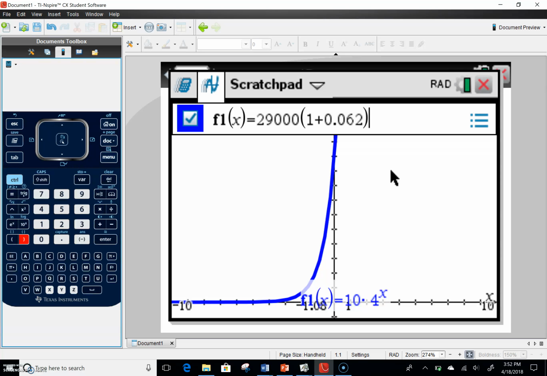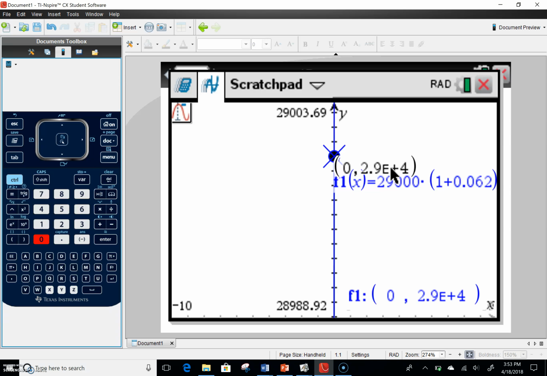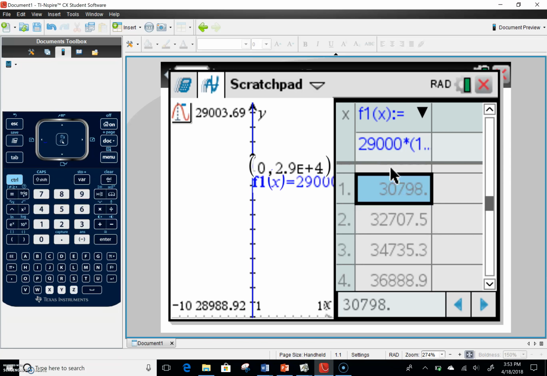0. Okay. Now remember, it's e to the 4, so that means that there's 3 more zeros there. But if you don't know that, you can always go to your table. Okay, so I can go Control T. So I'm going to go to 0 first. It's 29,000. 1 is 30,700. 2 is 32,000. Let's look at the graph. 29,000 at 0. 29,000. No good.